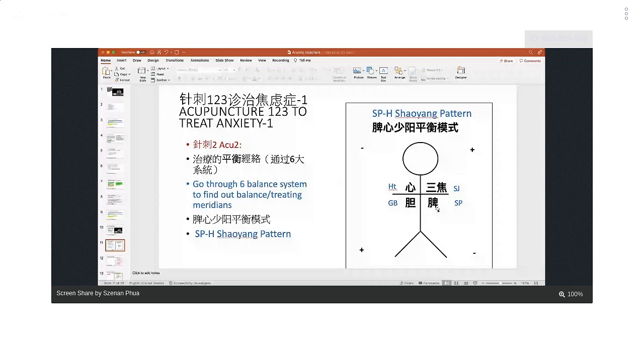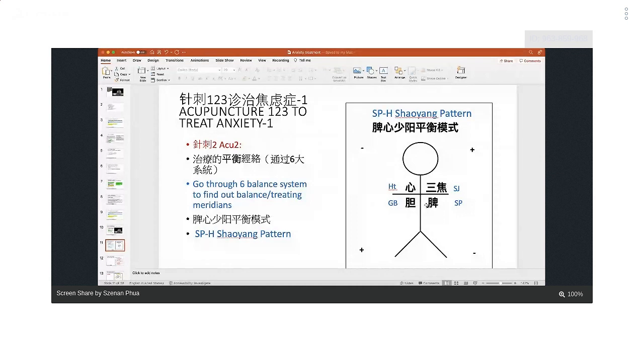What is shao yang? Hand shao yang is sanjiao, foot shao yang is gallbladder. So we only needle one side. The heart meridian, we needle on the right hand, and the left hand is sanjiao, and the left foot is spleen, and the right foot is gallbladder. Okay, we can needle heart on the left hand, then everything here you just move to the opposite side. Okay. So this is acupuncture 2.